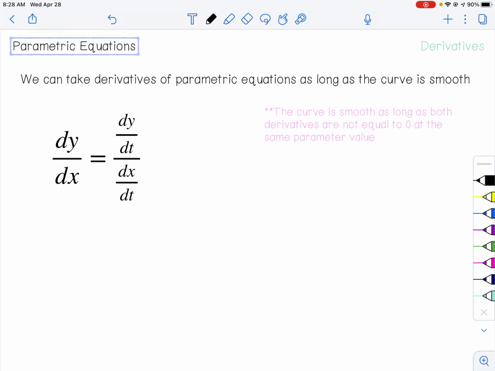So we can take the derivative of parametric equations very similarly to how we do for polar equations. We're just going to take the derivative of both the y and the x equations independently in terms of t, and then divide them by each other to find dy/dx.